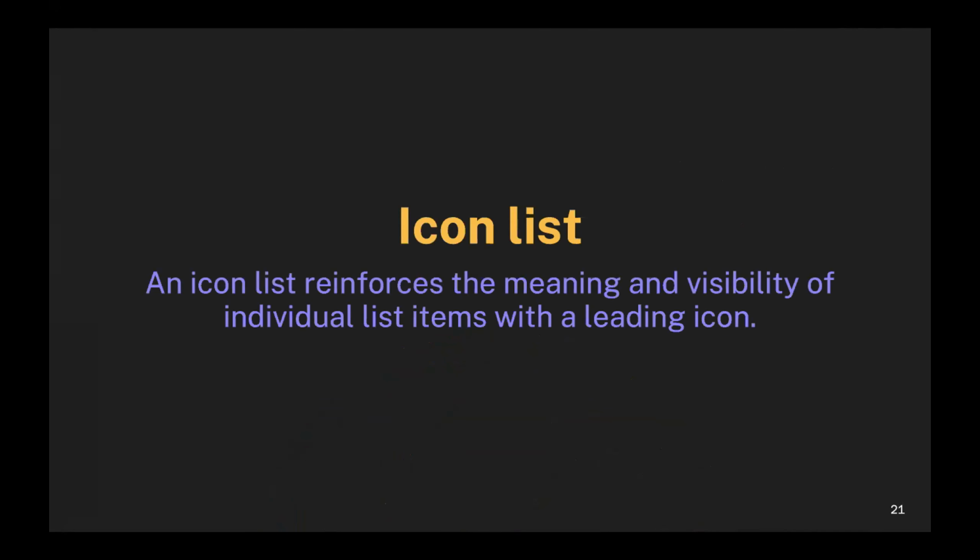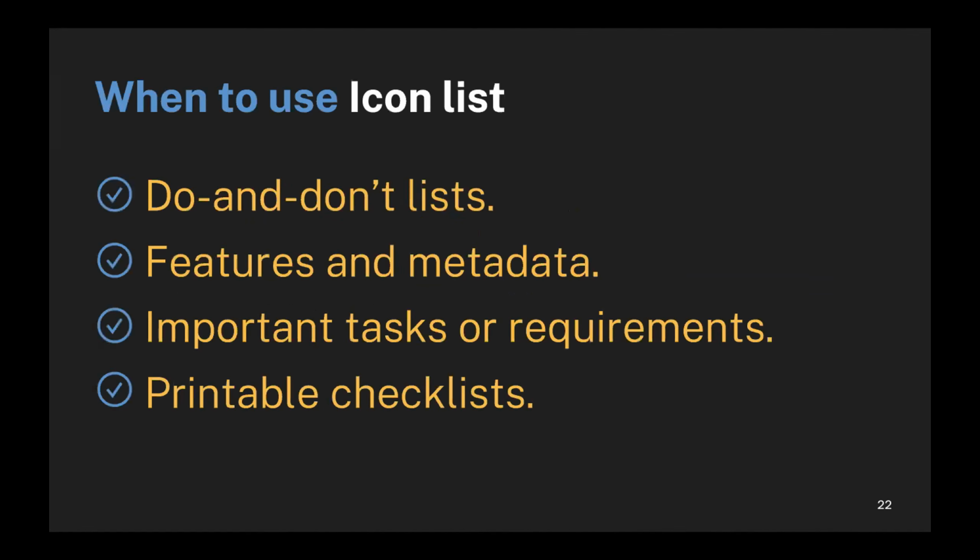Slide 21. We're going to start with icon list. An icon list reinforces the meaning and visibility of individual list items with a leading icon. It's a little bit like the process list we introduced in USWDS 2.10, except for unordered lists. Slide 22. When do you use an icon list?